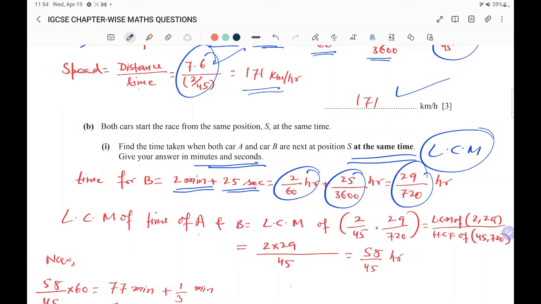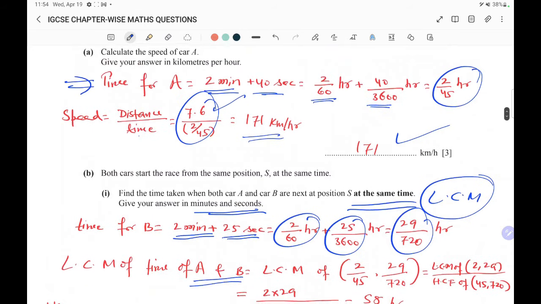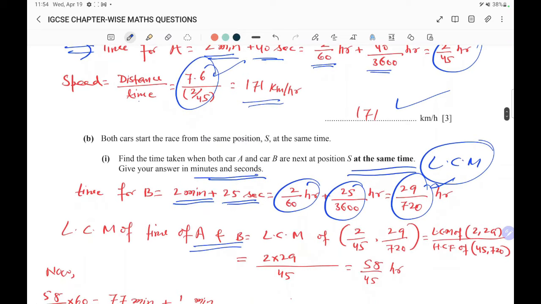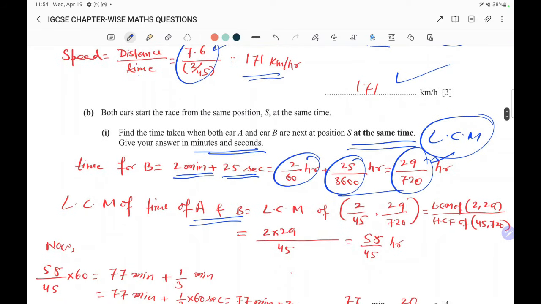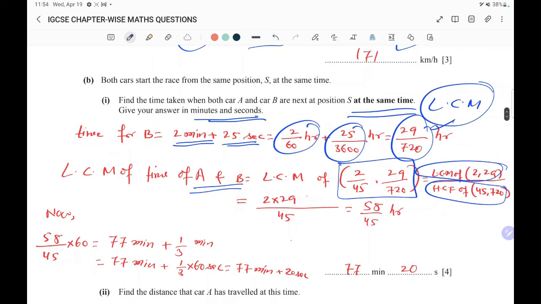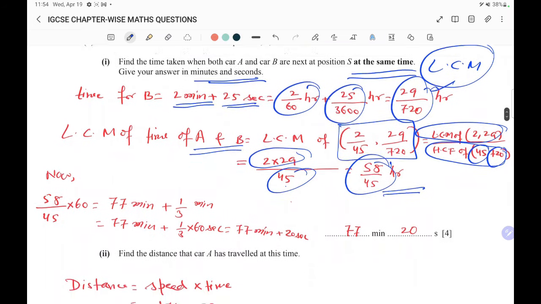Now LCM of time of A and B. So LCM of first time was here 2 over 45, and the second is 29 over 720. So whenever you have to find LCM of this type, then you will write LCM of numerator over HCF of denominator. So LCM of 2 and 29, so that is 2 times 29, and HCF of 45 and 720, like common value of 45 and 720, which is 45. So 2 times 29 over 45, which is 58 over 45 hours, right?